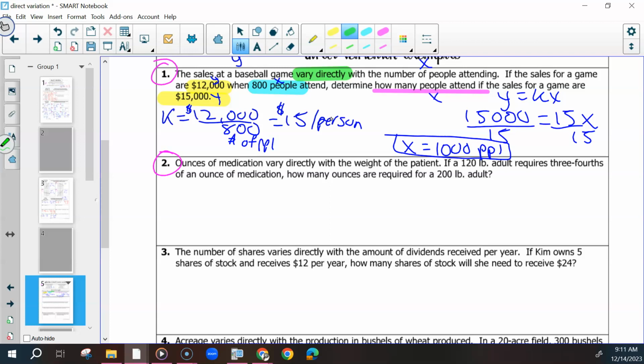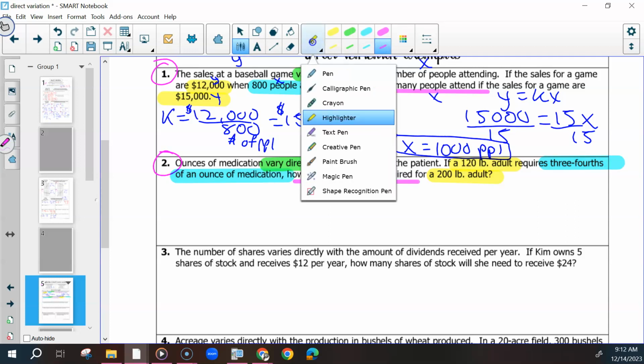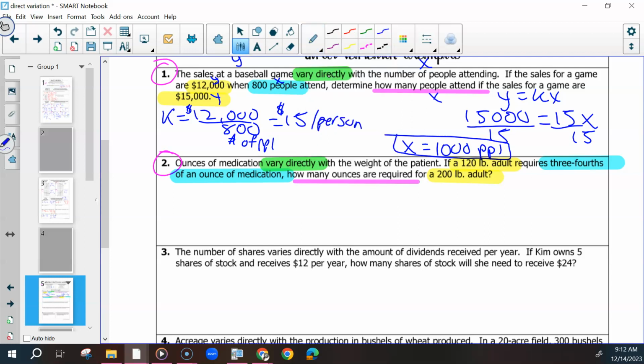What is important here? Okay. Varies directly. Someone else said pounds. So 120. Okay. 200. 3/4 ounces. How many ounces? Alright, so again, whatever comes before the word varies directly is your y. Whatever comes after is your x. So ounces is y, weight is x. So you want to go through and label each one.